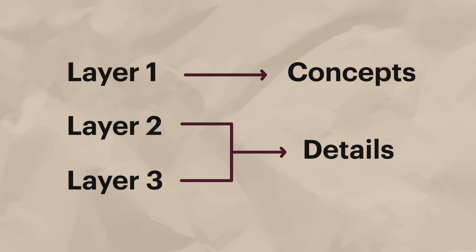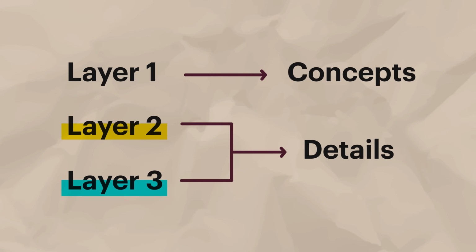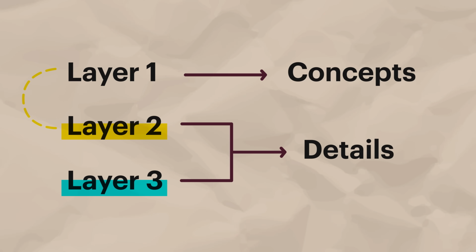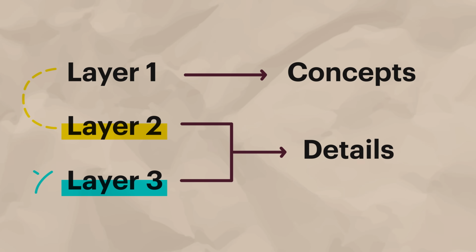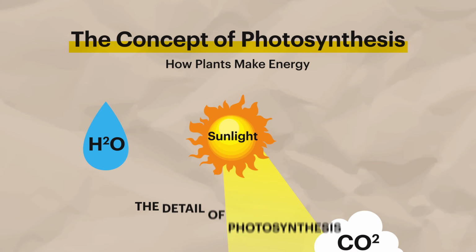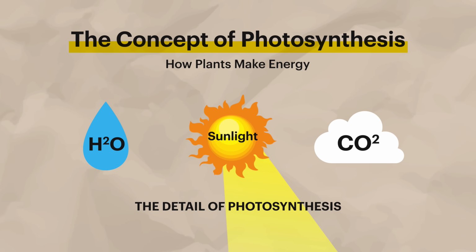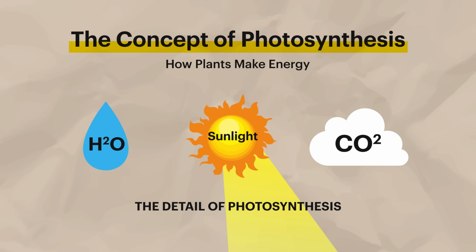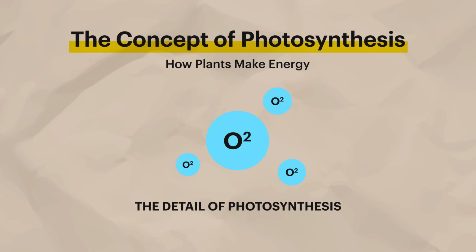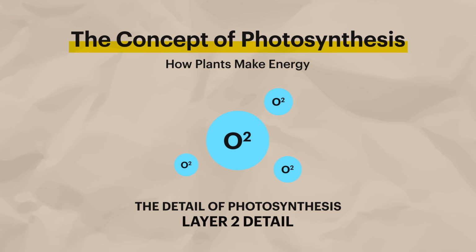But how do we differentiate between layers 2 and 3? Well, layer 2 actually helps us understand layer 1 better, whereas layer 3 normally doesn't. For example, if I'm studying the concept of photosynthesis, then a layer 2 detail would be understanding that water, sunlight, carbon dioxide is transformed into oxygen. That's a detail that helps me better understand photosynthesis, right? That's the layer 2 detail.